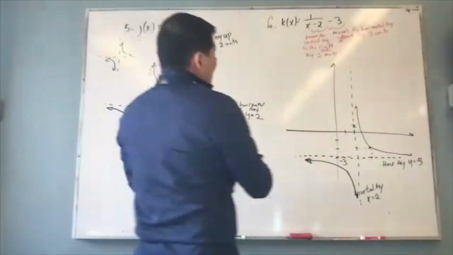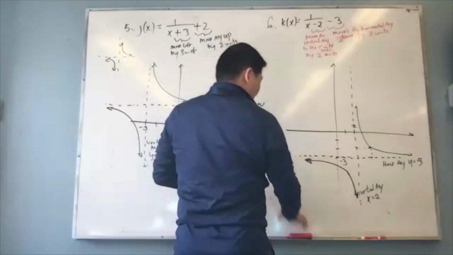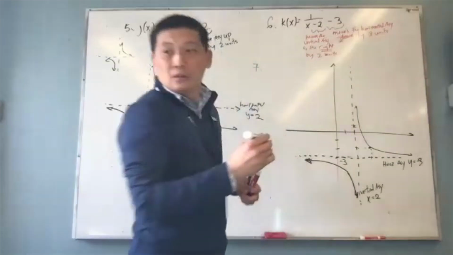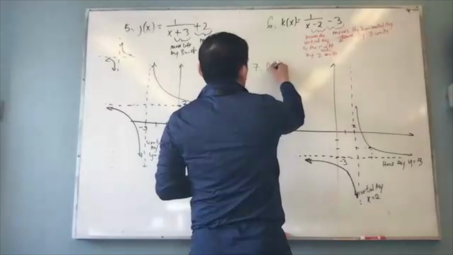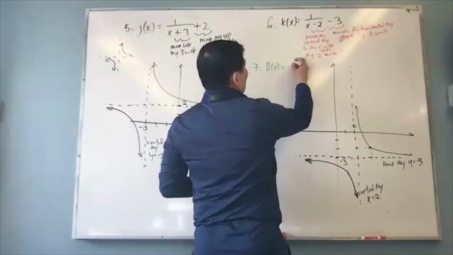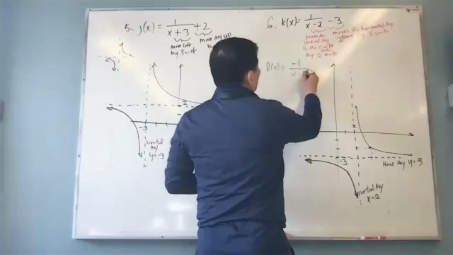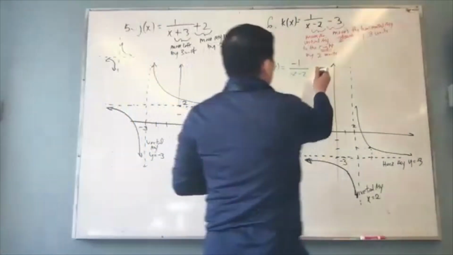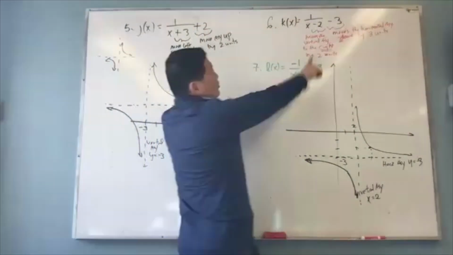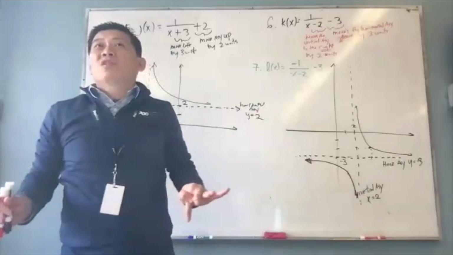Okay, number 7. Let's do number 7. Now they switch. I'm going to use a green to do 7. 7 is L of x is equal to, this one you have to watch for, there's a -1 up here over x minus 2 and then -3. Now see, the -2 and -3 are exactly the same thing. So you're going to end up with the same asymptotes.